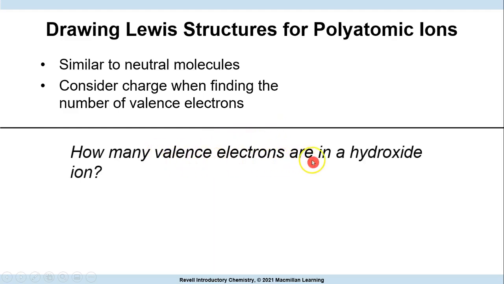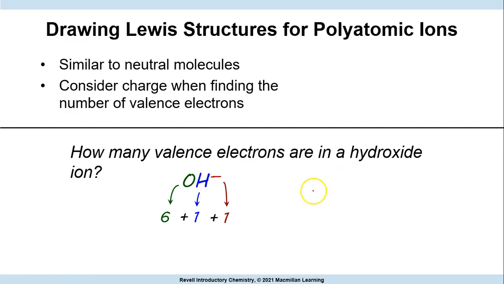So how many valence electrons are in a hydroxide ion? The hydroxide ion is OH minus. If we have to calculate the number of valence electrons, let's start. Oxygen has 6 valence electrons. Hydrogen has 1 valence electron. And the charge here is negative, which means that it has gained an electron, so we have plus 1 here. So the valence electrons are 6 plus 1 plus 1, that is 8. That is how we get the number of valence electrons in a polyatomic ion.